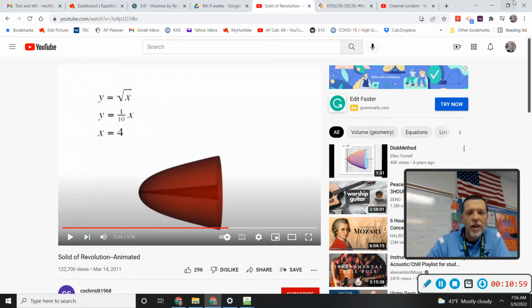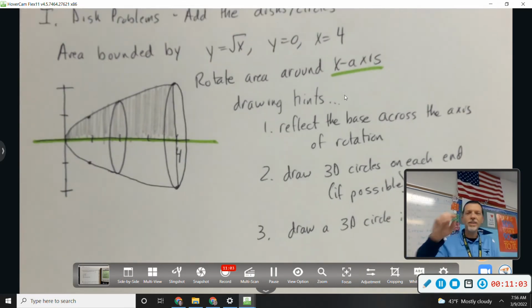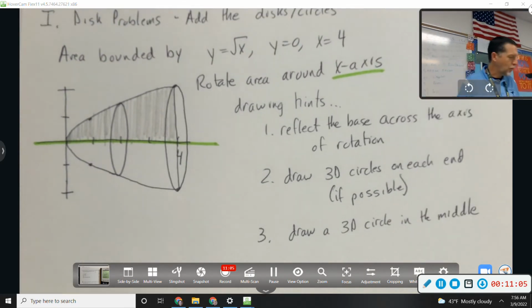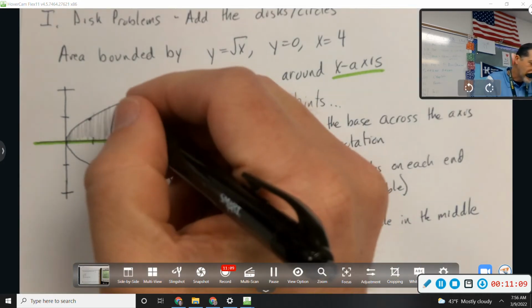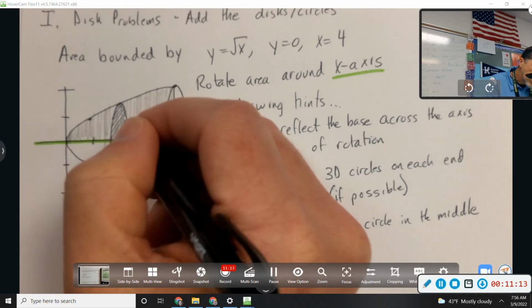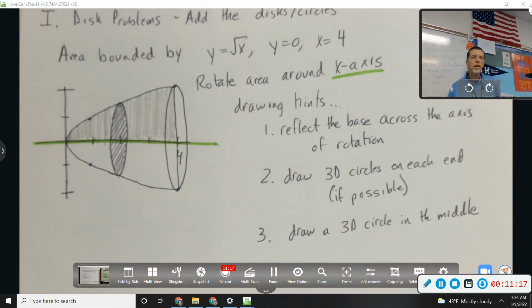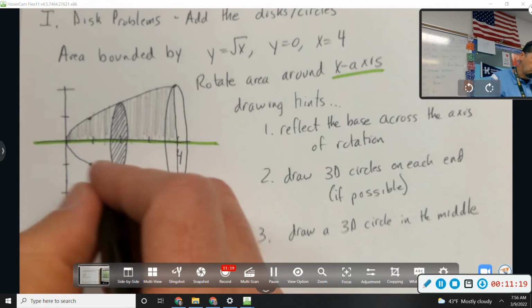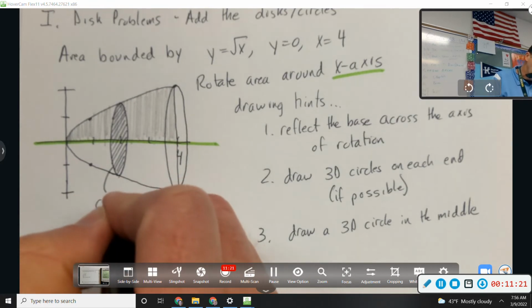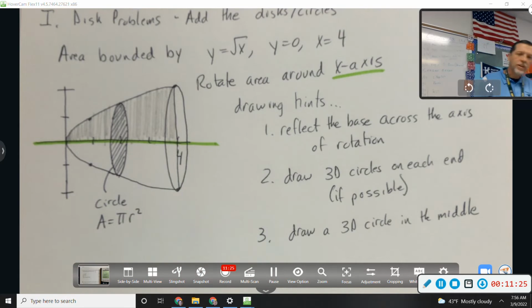All right, enough of that video. Let's go back to our picture. Not quite as good, but it's not bad, right? Like, that looks pretty good. So if I take this slice out of there, take that slice out, that's a circle whose area is pi r squared.